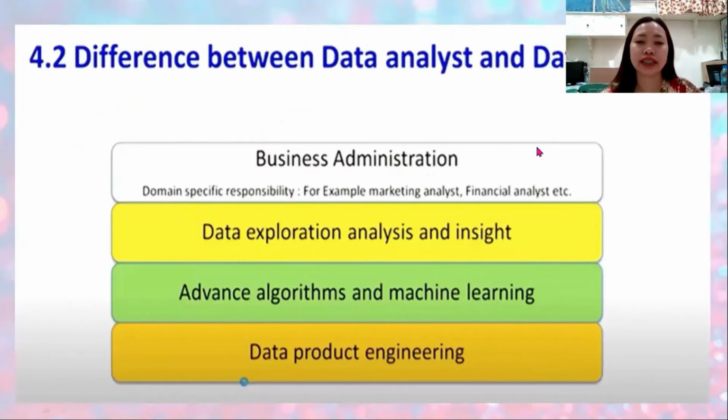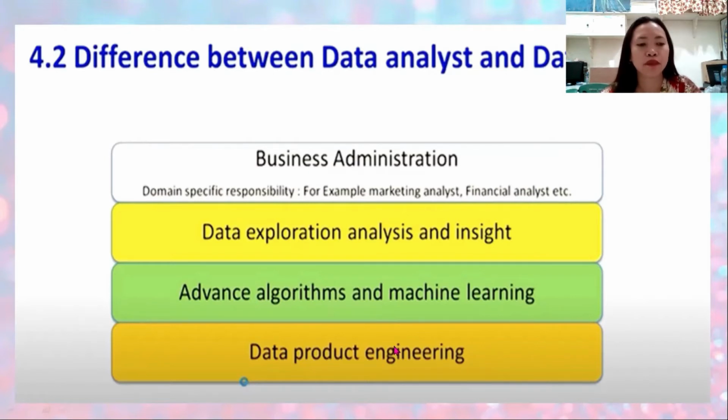To further understand the difference between data analyst and data scientist, we also have this illustration. The role of a data scientist is bigger, because he or she needs to have the knowledge of advanced algorithms and machine learning and be able to come up with a data product, which I told you already previously. So the data scientist can come out with a data product.